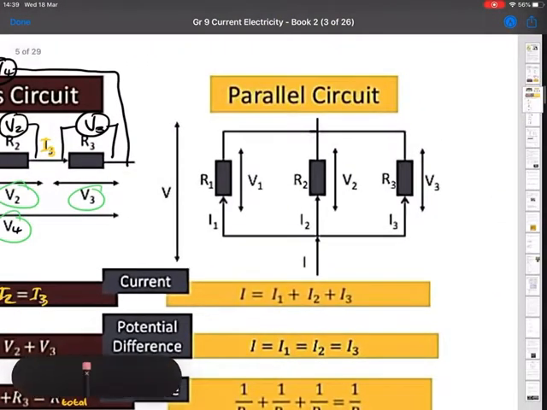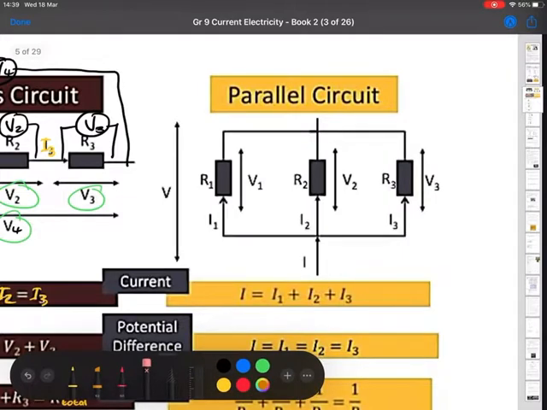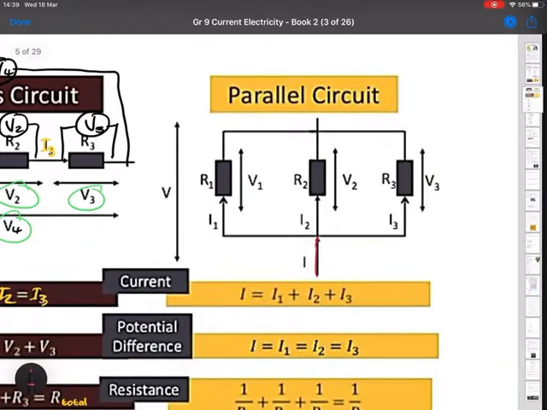Okay, let's talk parallel circuits now. So the current going into a parallel circuit, if we represent that in red here, the current going in is going to split. Some is going to go straight through resistor 2, some will go to the right through resistor 3, and some is going to go to the left through resistor 1. So if you add up the current going through resistor 1 plus the current going through resistor 2 plus the current going through resistor 3, you're going to get the total current.